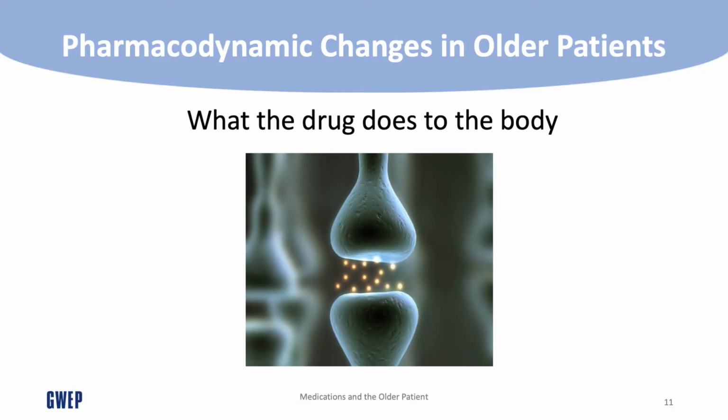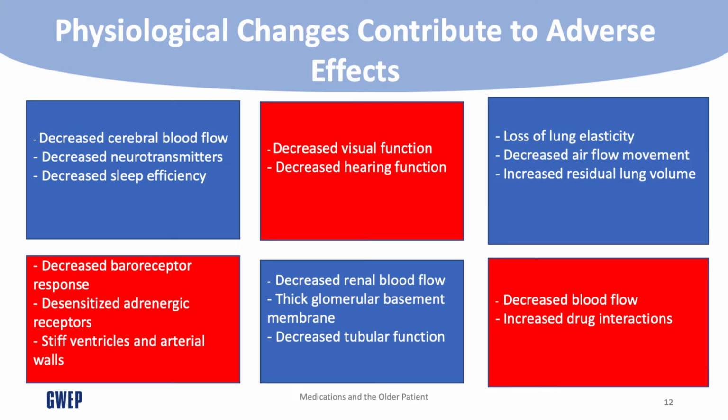So in general, we feel that most receptors become more sensitive as patients age, although there are a few that become less sensitive. Another issue that affects how medications are handled in the body is that older patients have less physiological reserves, and that really does cause them to be more sensitive to the adverse effects of medications. Just going through a bit in our brain, we see a decrease in cerebral blood flow, decrease in neurotransmitters, and a decrease in sleep efficiency overall. So if you have any side effects that are more central nervous system effects, our older patients are going to be much more sensitive to those side effects because of these situations.